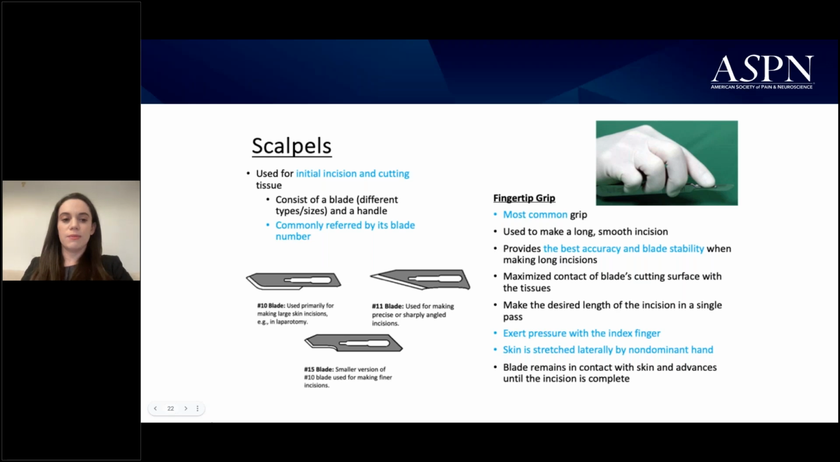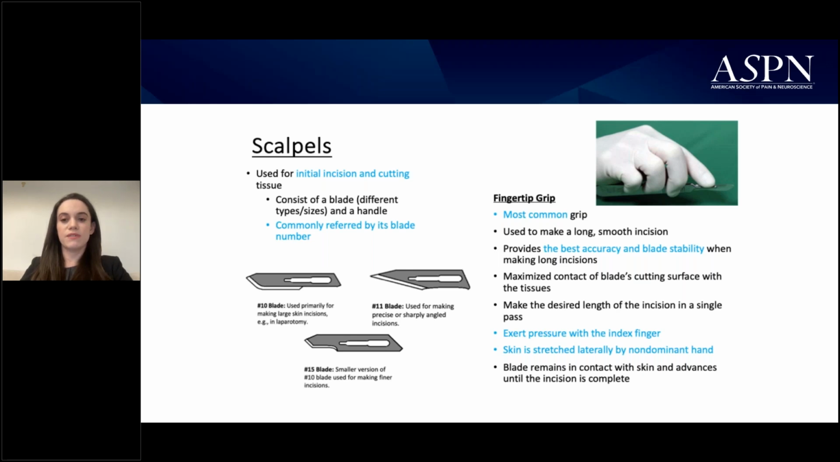So the first instrument we'll discuss will be scalpels, and their use is for the initial incision, cutting tissue, and it consists of a blade and a handle. And below we can see our blades, which are commonly referred to by their number. We see our 10 blade, which is used to make a large skin incision. The 11 blade, that's usually for stab incisions that require precise and angled movements. And our 15 blade, which is a smaller version of the 10 blade that you can use for finer incisions.